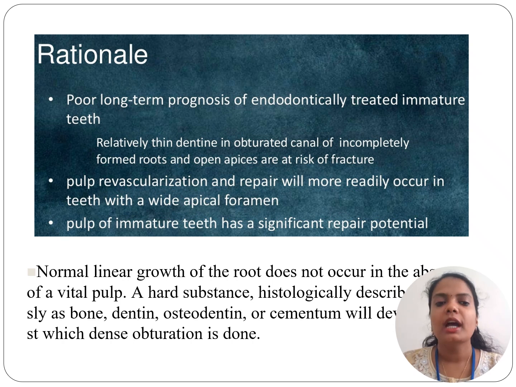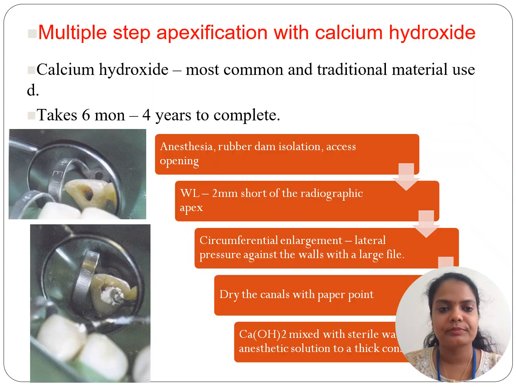The rationale: poor long-term prognosis of endodontically treated immature teeth, relatively thin dentin in obturated canals of incompletely formed roots, and open apices are at risk of fracture. Pulp revascularization and repair will more readily occur in teeth with wide apical foramina. Pulp of immature teeth has a significant repair potential.